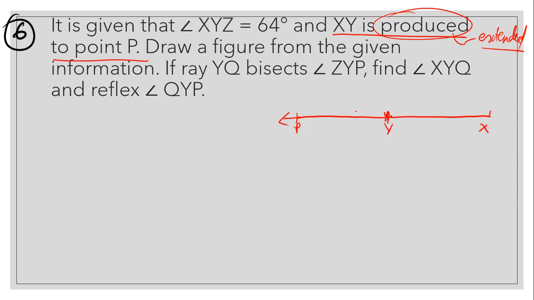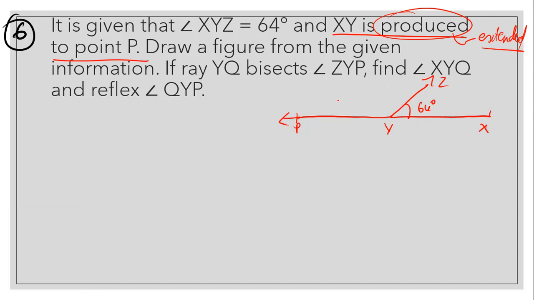XYZ is equal to 64 degrees. Now look here, 64 degrees means it should be lesser than 90 degrees, correct? So can I say that 64 degrees should be something like this? Since it's lesser than 90 degrees, it's an acute angle, correct? So it should be something like this, 64 degrees. Yeah, so angle XYZ is equal to 64 degrees.